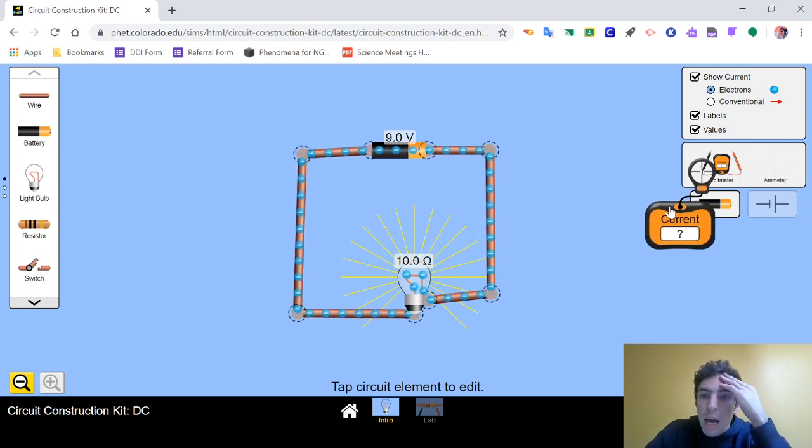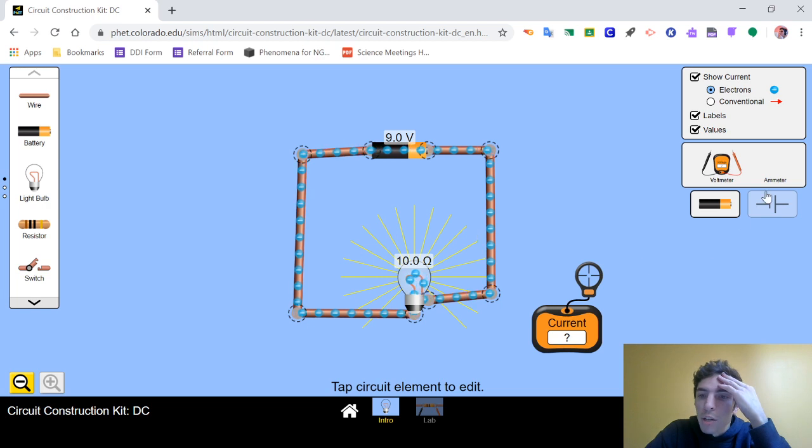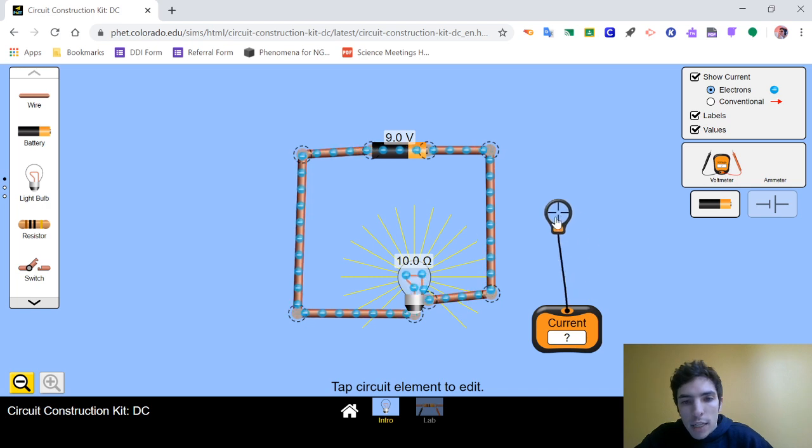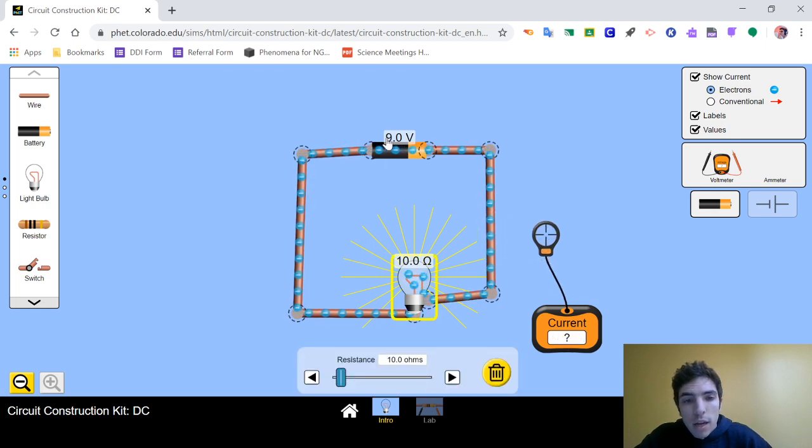So to measure that, I'm going to bring out what's called an ammeter. Ammeter comes from the fact that the standard unit for current is amperes or amps. So we have A as our standard unit, or our abbreviated unit for current. Now to measure this, it's really easy. All I do is I take this sort of target looking thing and I put it over any part of our circuit, right? And so I've sort of given away an answer here.